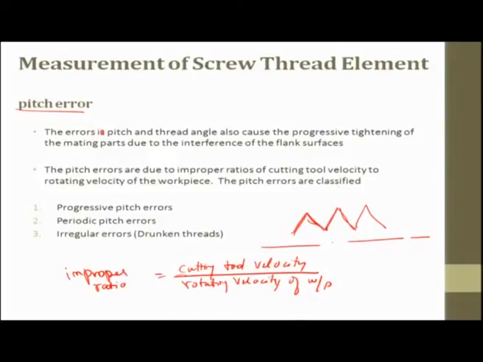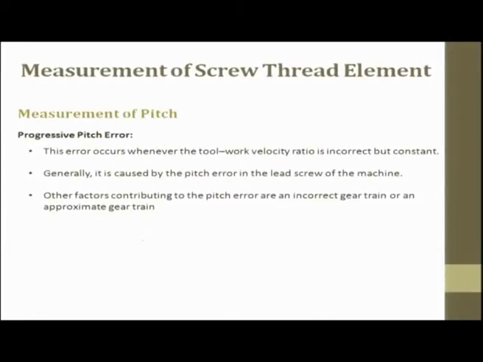The pitch error can be classified into three. One is called progressive pitch error, next is periodic pitch error, and the third one is irregular errors, which is called drunken thread error. Progressive pitch error occurs whenever the tool work velocity ratio is incorrect but constant. It will be incorrect, but it will be constant. Generally, it is caused by the pitch error in the lead screw of the machine.